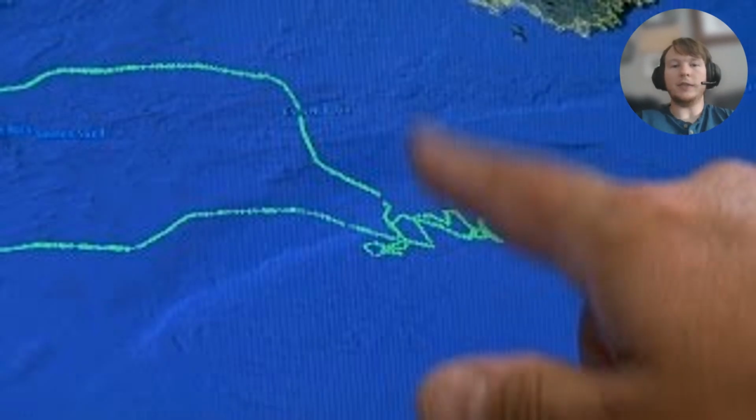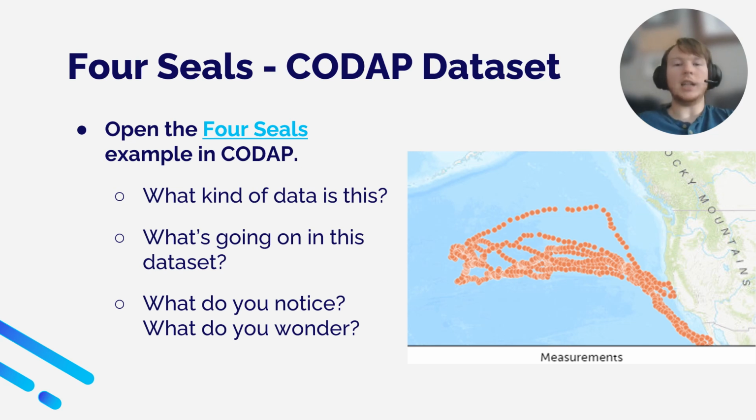There's a video to kick off today's class. This shows some information about tracking seals and why scientists do it. If you have the time, this can be a great way to engage students in today's content. And the data set that we're going to be using aligns perfectly with this. It is the 4 seals example in CODAP.